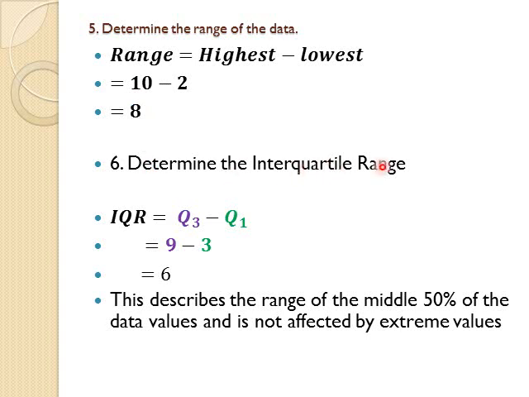Determine the interquartile range. Interquartile range equals Q3 minus Q1, upper quartile minus lower quartile, quartile 3 minus quartile 1. Quartile 3 was 9. Quartile 1 was 3. 9 minus 3 then gives me 6.